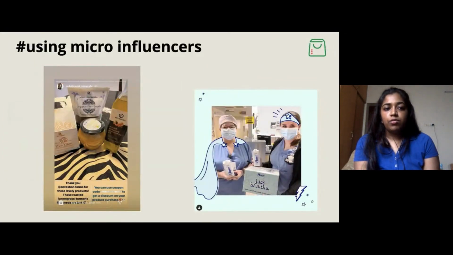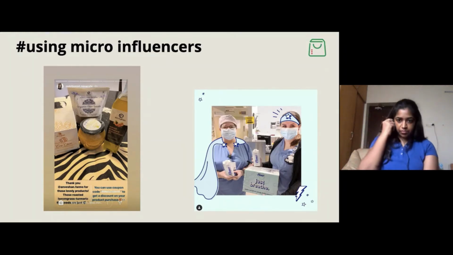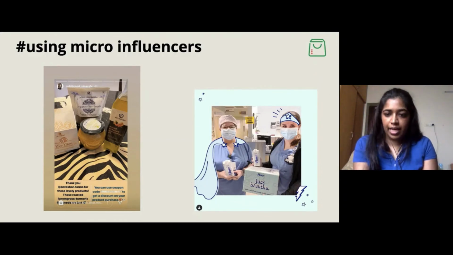Then using micro influencers. On the right side, you can see Flow, where they have basically donated a lot of water cartons to the medical workers during the COVID situation, and this has helped them generate a ton of value. But that is something that is very COVID specific again. But on the left side, what you can see is using micro influencers.